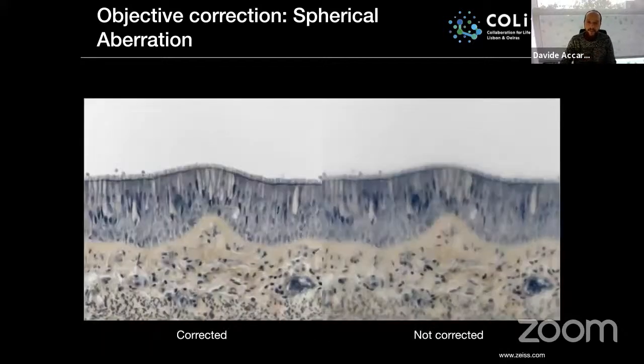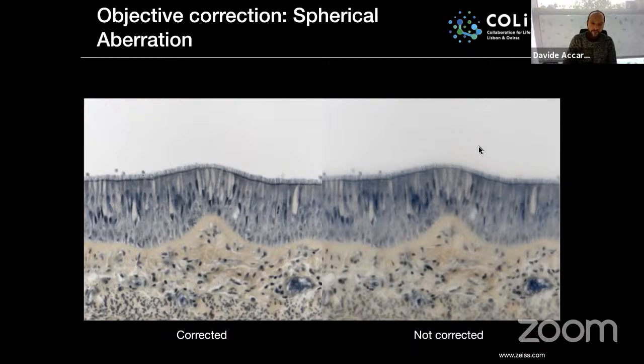And in fact, here we have on the left side a corrected image, so an image acquired with an objective that is compensating for spherical aberration, and the very same image acquired with an objective that was not corrected. Okay, and you can clearly see the loss of resolution, the blur, the loss of contrast, and eventually the loss of information.